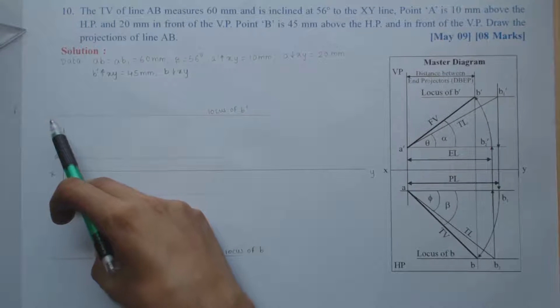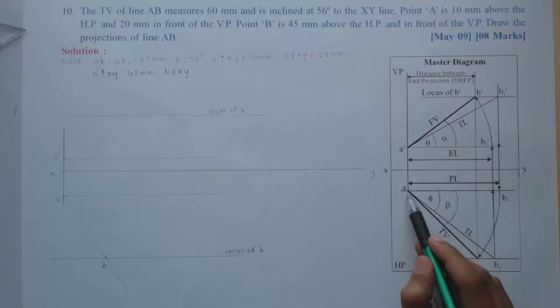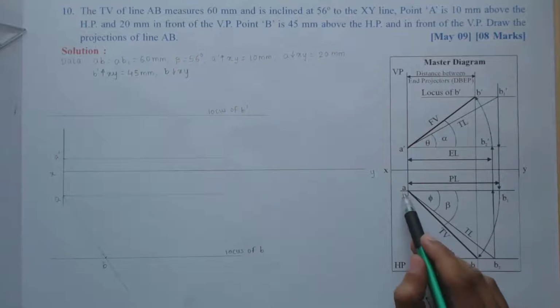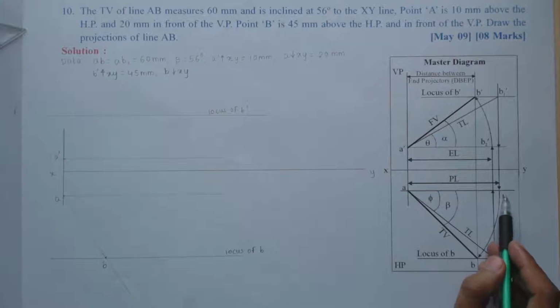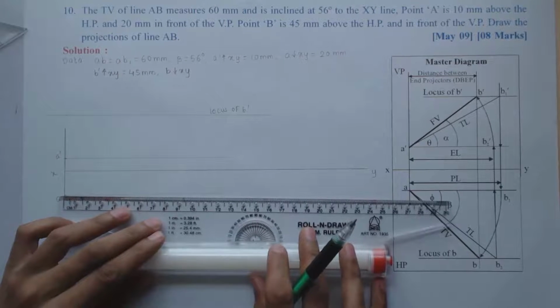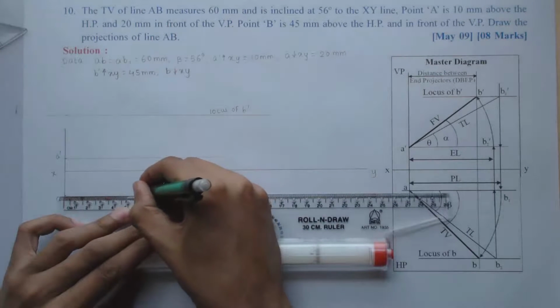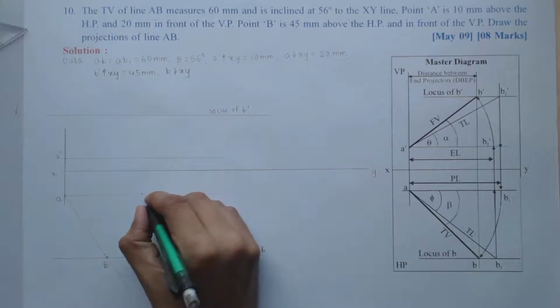So which we have already marked as AB. But we know which is also equal to the plan length. So I can mark line AB1 plan length on a horizontal line passing through A, which is again 60 mm. So from A, I can measure the plan length, which is 60 mm. So this point will give me B1.